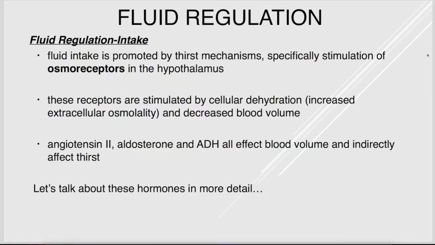Okay, then we talked about fluid regulation as far as intake. So we have receptors in the hypothalamus called osmoreceptors, and they are going to be stimulated by dehydration of cells, by decreases in blood volume or blood pressure, and a couple of other things. Now, there are 3 really important hormones that are involved with fluid regulation: angiotensin II, aldosterone, and antidiuretic hormone. All right, and we talked about the renin-angiotensin-aldosterone system, so let's run through that again.